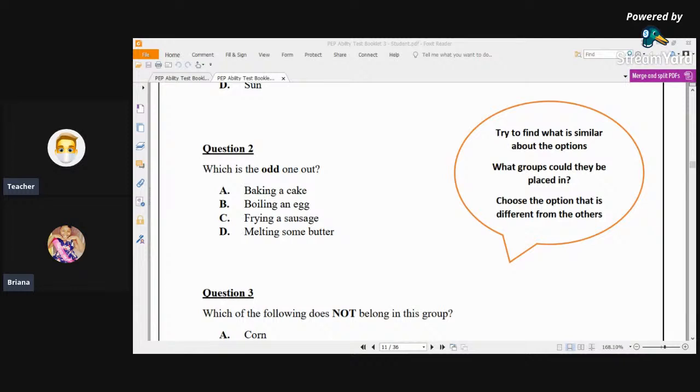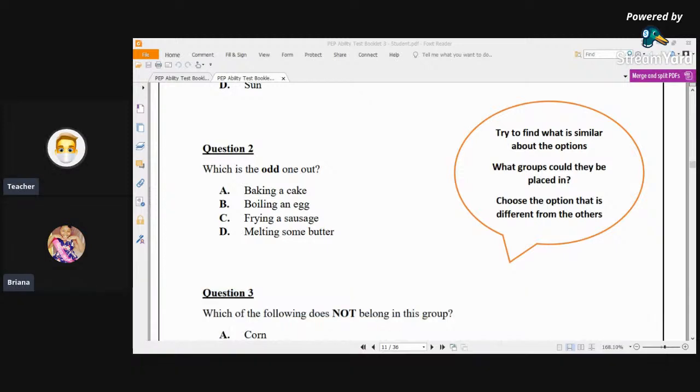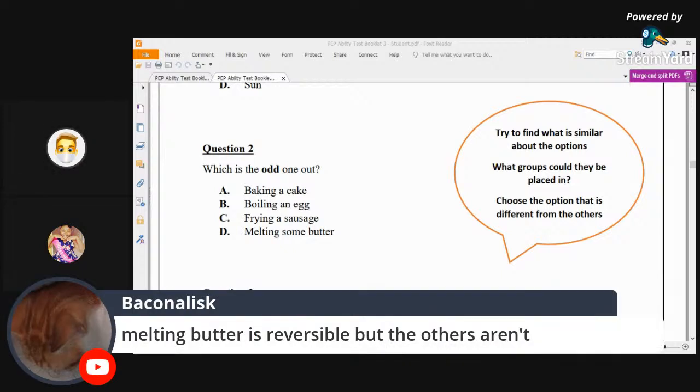Let me see. The rest of them are some form of cooking. Nathan says, interesting here, because all of them result in making the object solid, and melting butter is making it liquid. Interesting response there. Thinking about states of matter. There. Let's go with this one. Melting butter is reversible, but the others aren't. Interesting. Let's think of this.